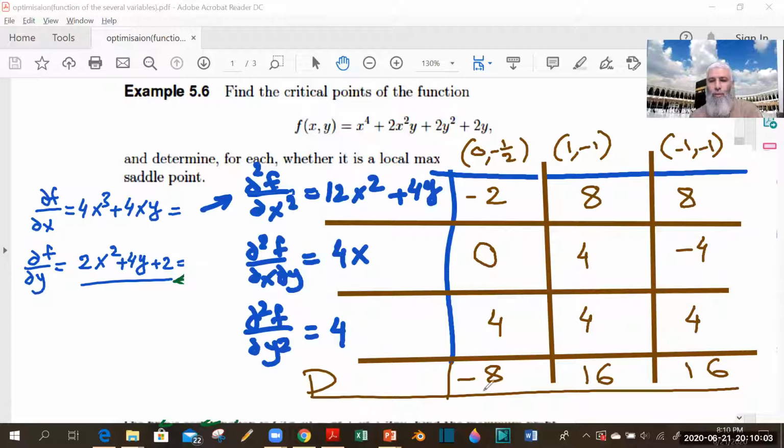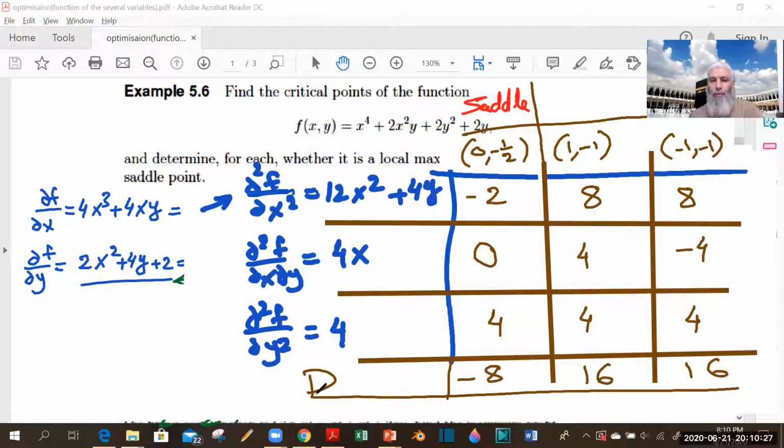So this point is what? This point is negative, so it would be a saddle. So this point is a saddle. Yes. I write it here. And this point is maximum or minimum, right? Yes, it would be maximum or minimum.